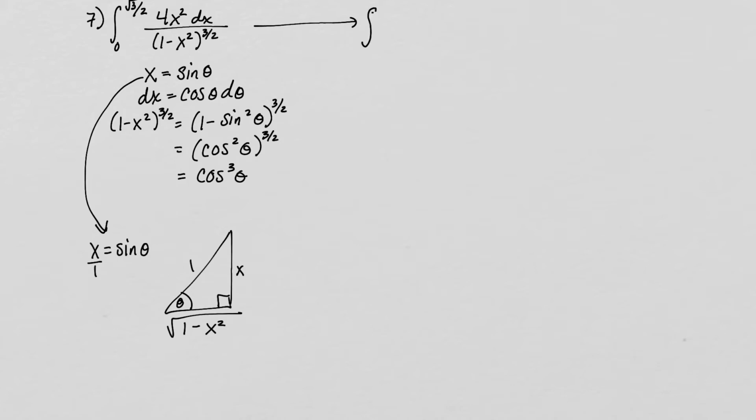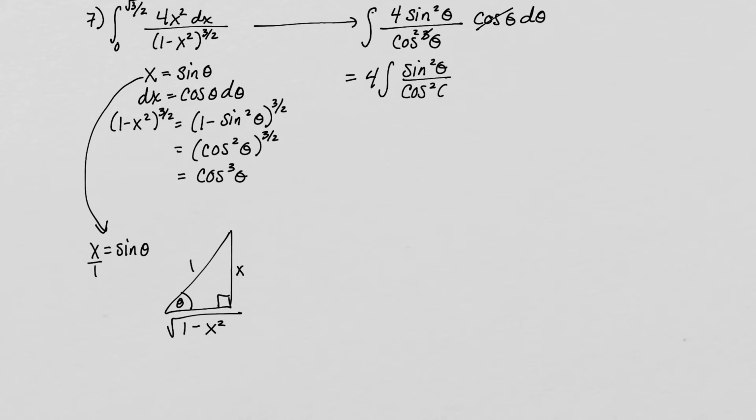So we're going to look at the integral of 4. x is sine theta, so x squared is going to be sine squared theta, divided by 1 minus x squared to the 3/2, that's cosine cubed theta. And then dx is now cosine theta d theta. And so in this case, one of these cosines would cancel with that cosine. So I can factor the 4 out in front. I have 4 sine squared theta over cosine squared theta d theta. And so this is going to be 4 times the integral of, since sine squared over cosine squared is tangent squared, tangent squared theta d theta.